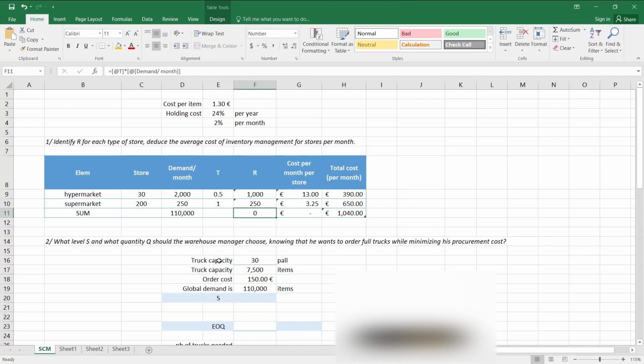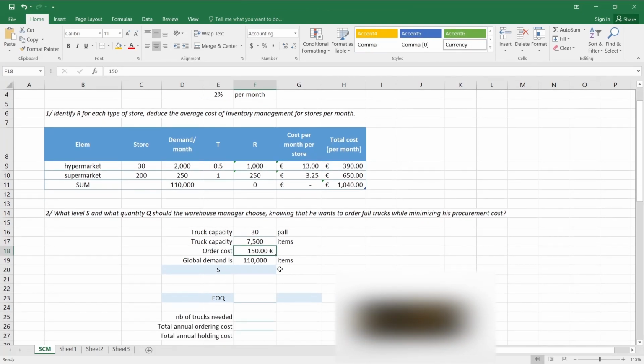Okay, so here once again I have listed some elements that we have seen previously. We know, for example, that a truck has a capacity of 30 pallets. In terms of items, it has a capacity of 7,500 items. We know that our ordering cost is 150 euro, and that we have a global demand of 110,000 items per month.